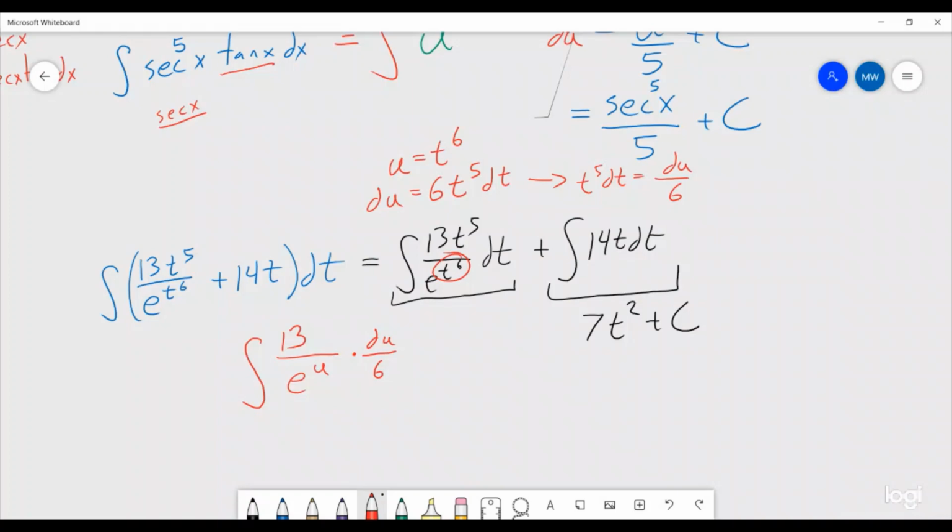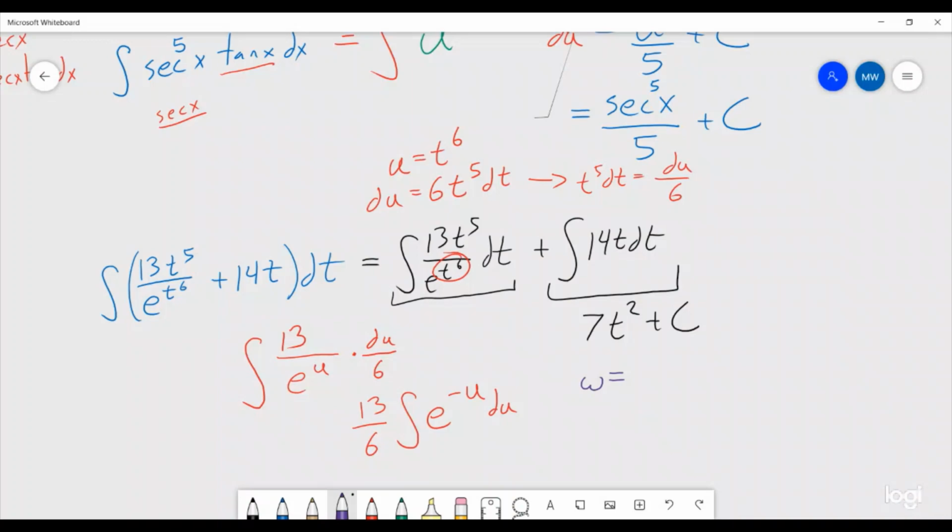We can pull the 13 over 6 out, and then it's the integral of e to the negative u du. Okay, what are we supposed to do with this? Well, this is not one of those things that we remember exactly. It's close. If it was just e to the x, that would be great. But it's not. So what can we do? Well, we can do another U substitution. So we are doing a double U substitution, so w.